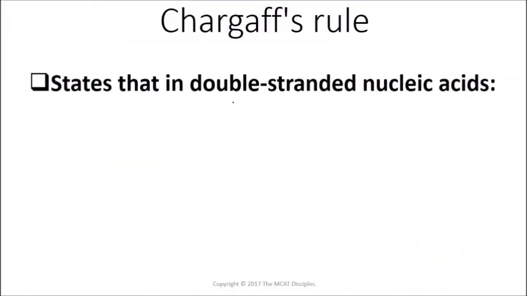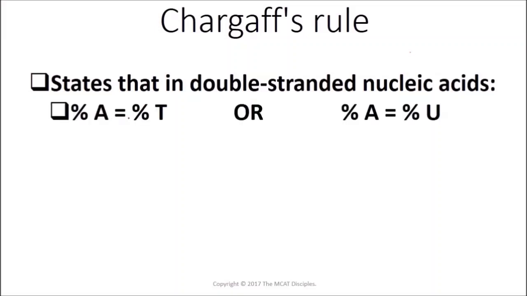So that brings us then into a conversation about Chargaff's rules. It's nothing more than logic, really. It states that in double-stranded nucleic acids, DNA, RNA, the percent A is equal to the percent T, or the percent A is equal to percent U if you're talking about RNA. And it also says the percent G is equal to percent C.